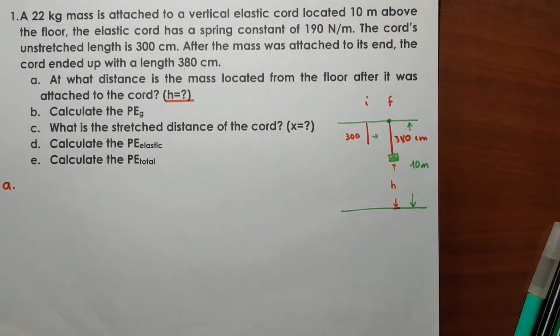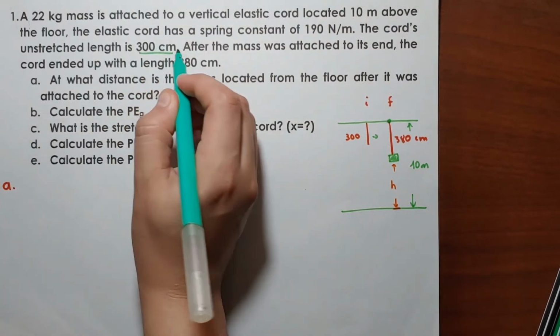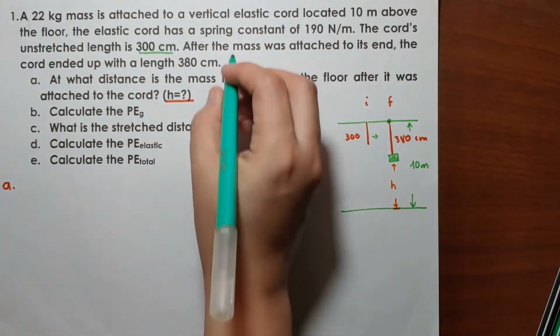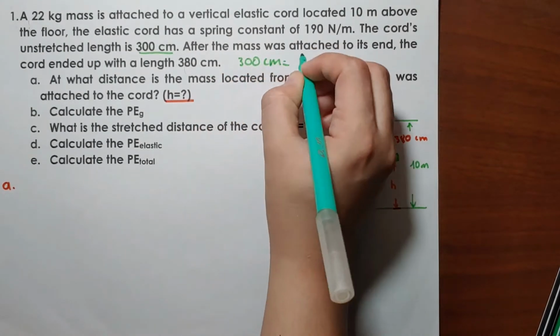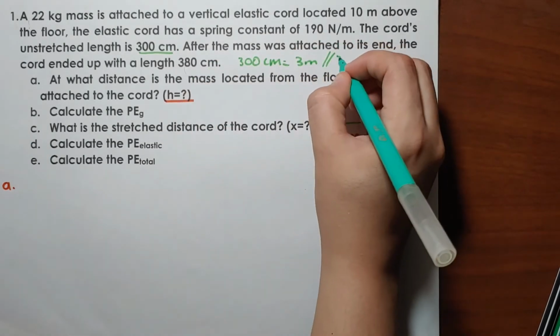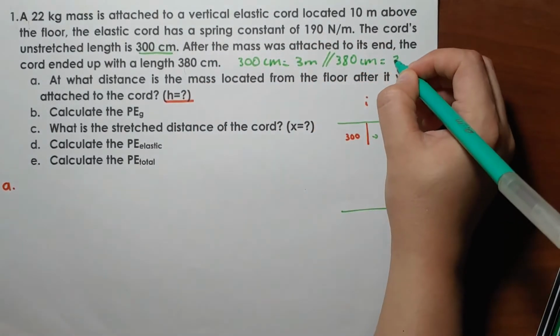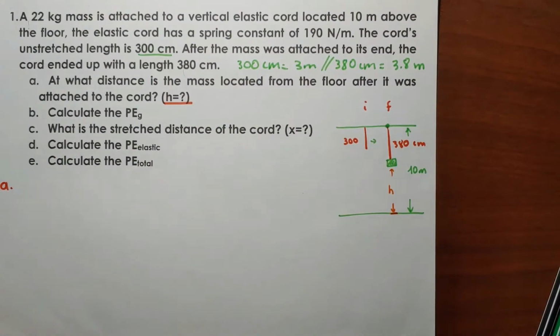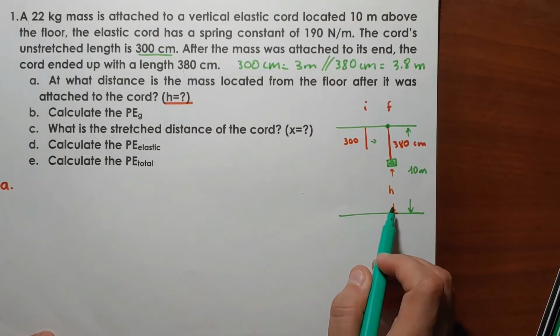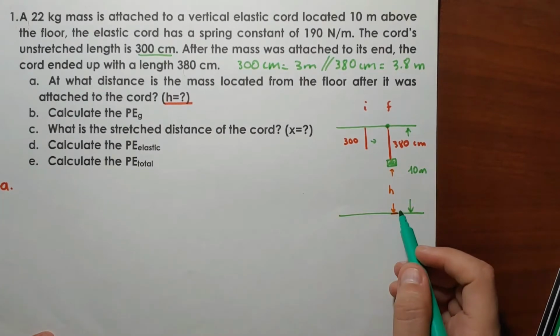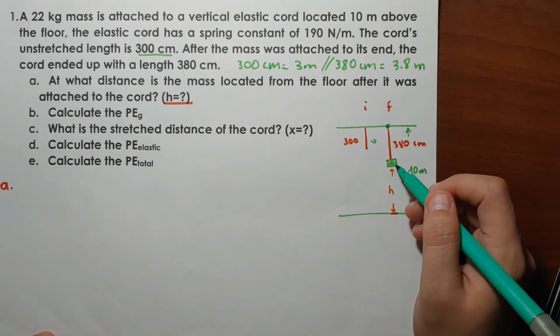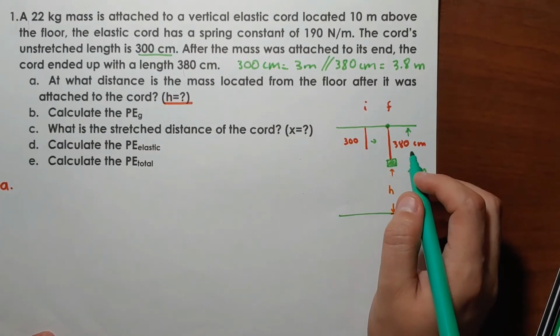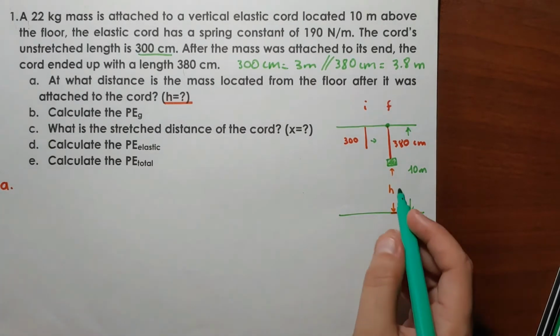Okay guys, here when you do the conversions, 300 centimeters will give you 3 meters, also 380 centimeters will give you 3.8 meters. If you don't trust me, do your own conversion and you will see it. Now, in part A, they are asking you to calculate height. So as you can see in the sketch, height is the distance from the floor to my mass. And my mass stretched the cord from 300 to 380 centimeters. Okay, so what is height?